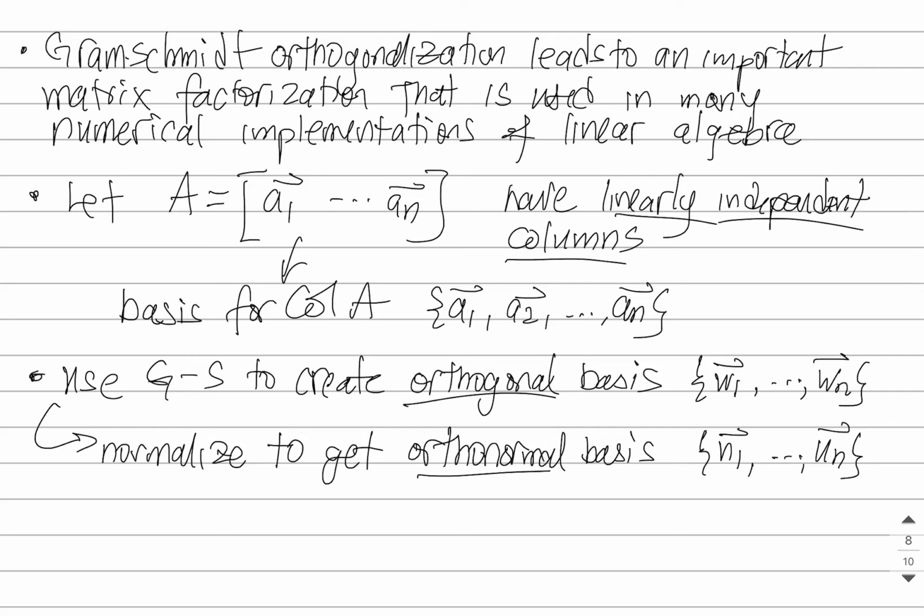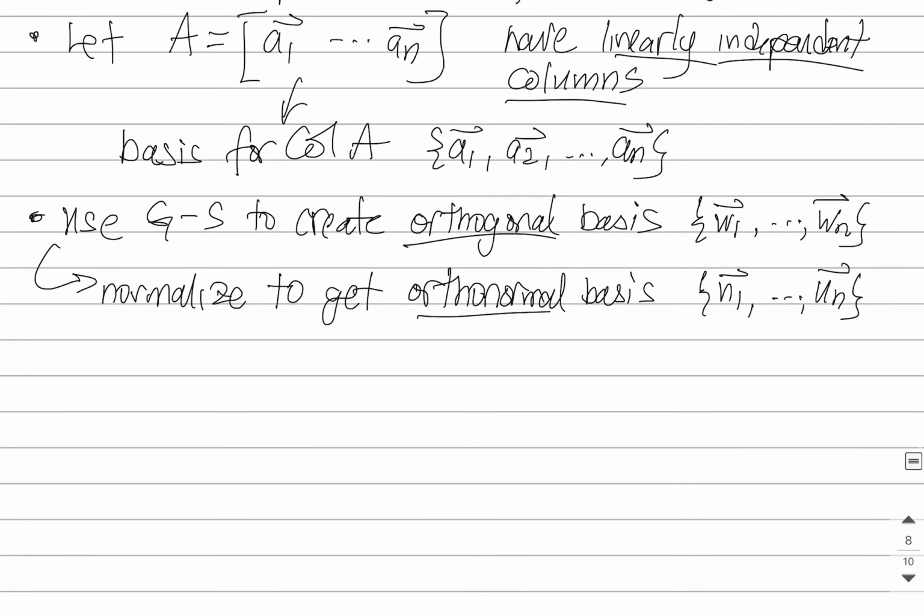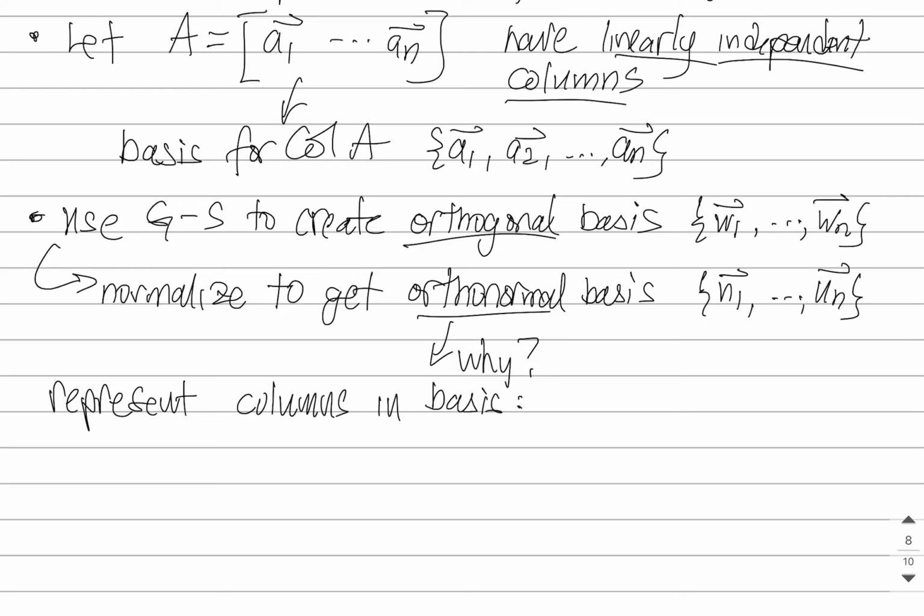As we saw before, the Gram-Schmidt process can take those basis vectors, which are not orthogonal, and turn them into an orthogonal basis, W1 up to Wn, and then we can normalize them, make them all unit length, so that we have an orthonormal basis. Why do we care about orthonormal bases? Because when you have an orthonormal basis, the Fourier representation becomes really nice. You can then represent your columns in terms of this basis. There's always a basis representation, and it's always very easy to see here, right?